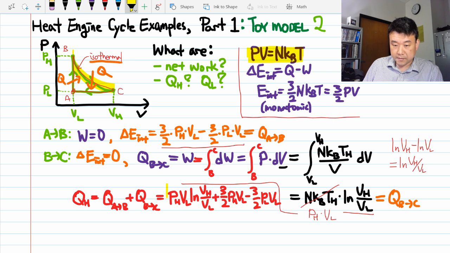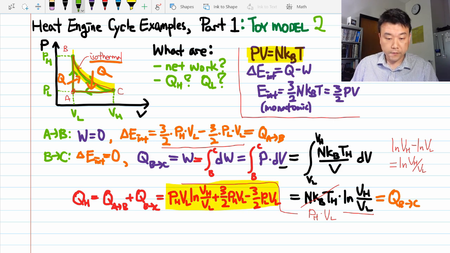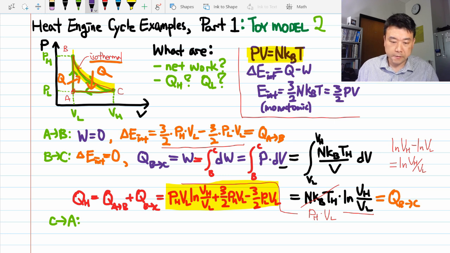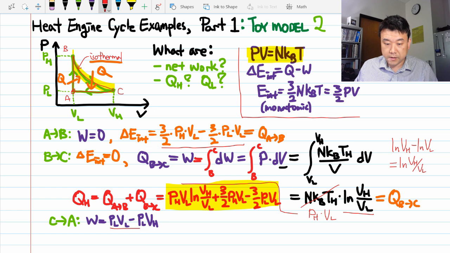Alright, let me highlight this so that I can find this easily later. Okay, we have one more process left. The isobaric contraction from C back to A. I think we've done this before. So there is work done. That's the end point, PLVL, minus the starting point, PLVH. And looking at this carefully, you can see that this is negative.